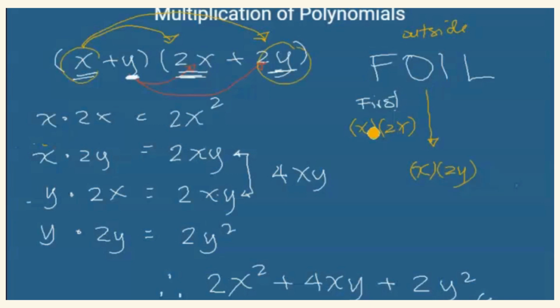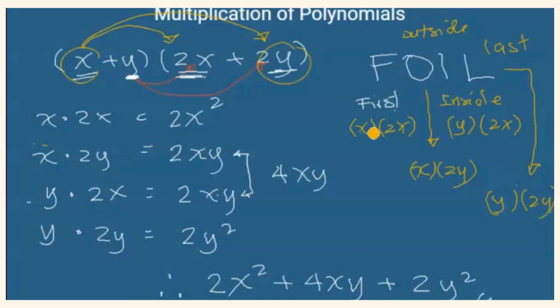All right. Now, I is for inside. Okay. What are the inner terms or inside terms? So those are y and 2x. Okay. And L means last terms. All right. Show it here. So our last terms of each binomial will be the y and the 2y.